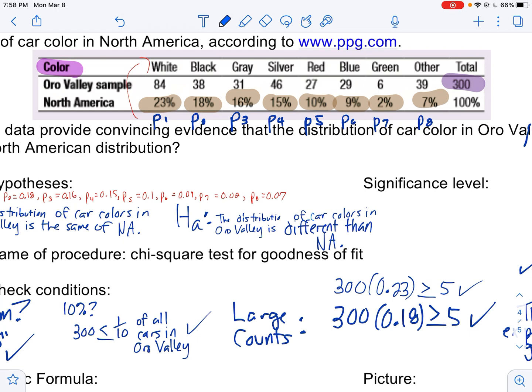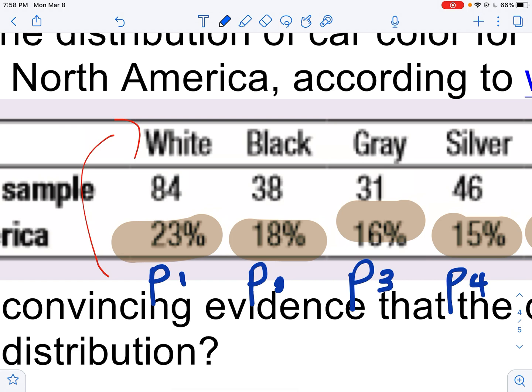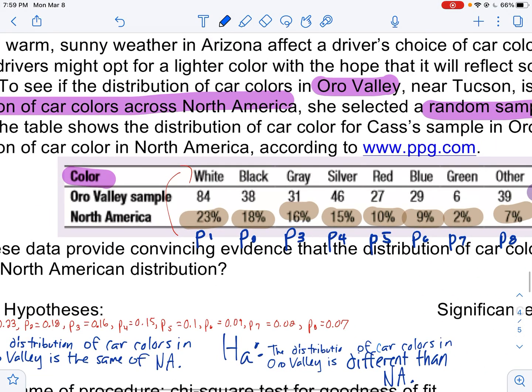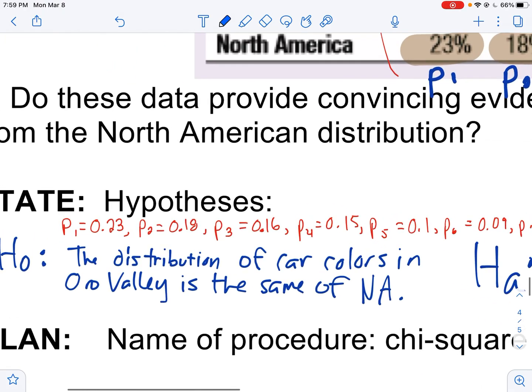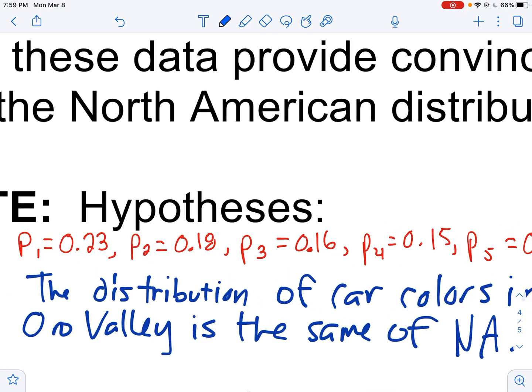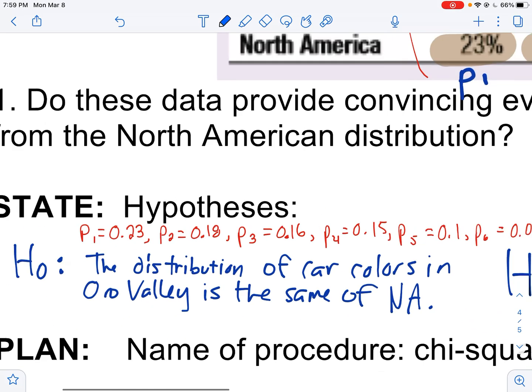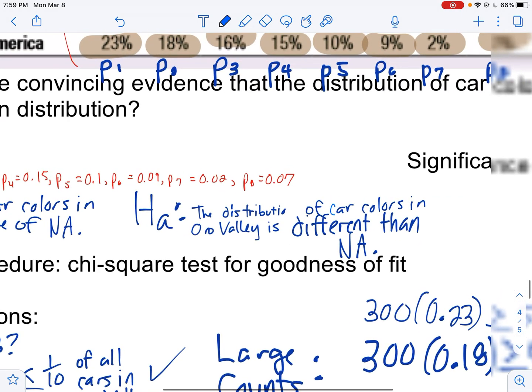It could be one color, which ultimately would be 2 colors, because if you end up having a lot more white cars, then obviously that's going to be taking from the distribution of another color. I just used white as an example, but typically it'll be maybe two proportions that are off, or it could be more. It could even be all of them. But ultimately, we're just trying to prove that the distribution of cars is different. I could have followed that with an inequality statement here, saying P1 doesn't equal 0.23, or P2 doesn't equal 0.18. But instead, I just went with a nice summative statement like this.